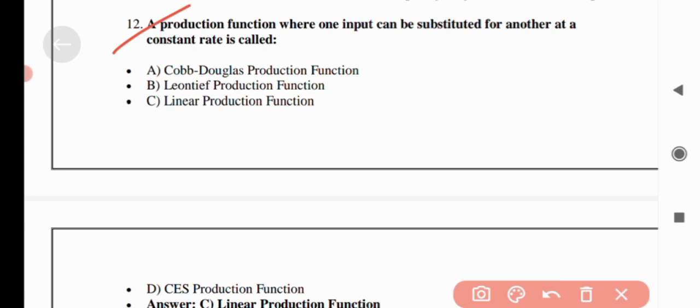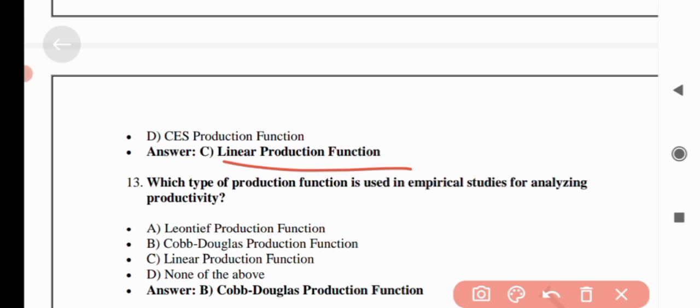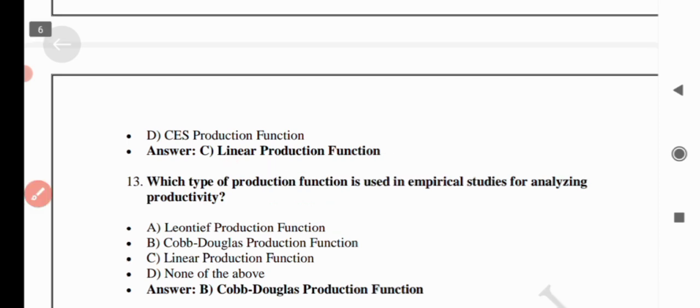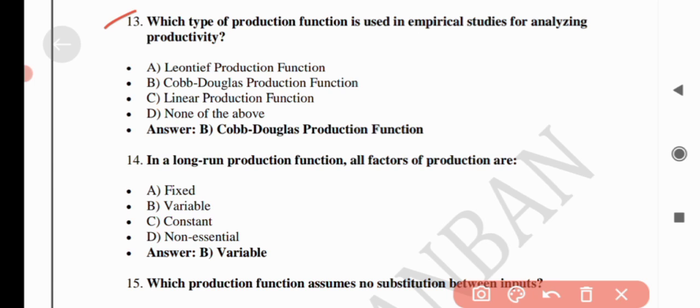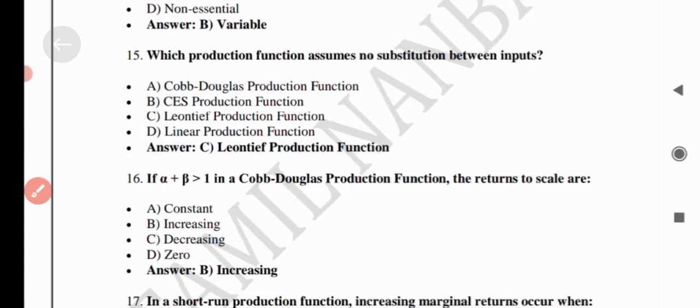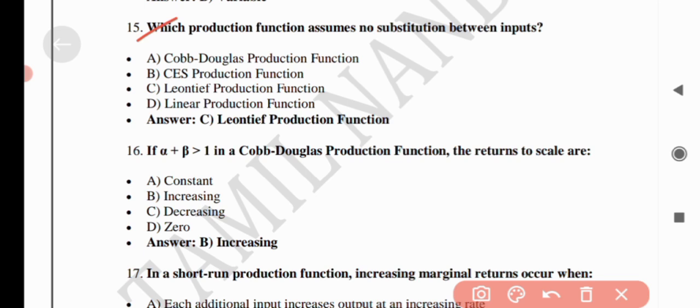A production function where one input can be substituted for another at a constant rate is called linear production function. Which type of production function is used in empirical studies for analyzing productivity? Cobb-Douglas production function. In a long run production function, all factors of production are variable. Which production function assumes no substitution between inputs? Leontief production function.